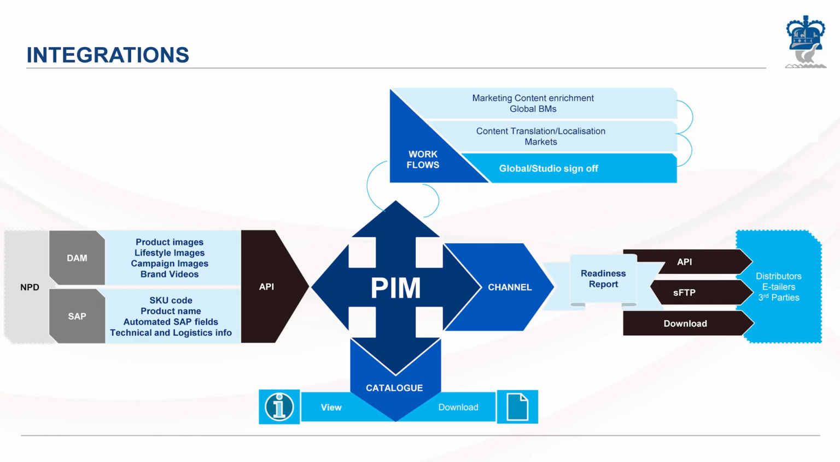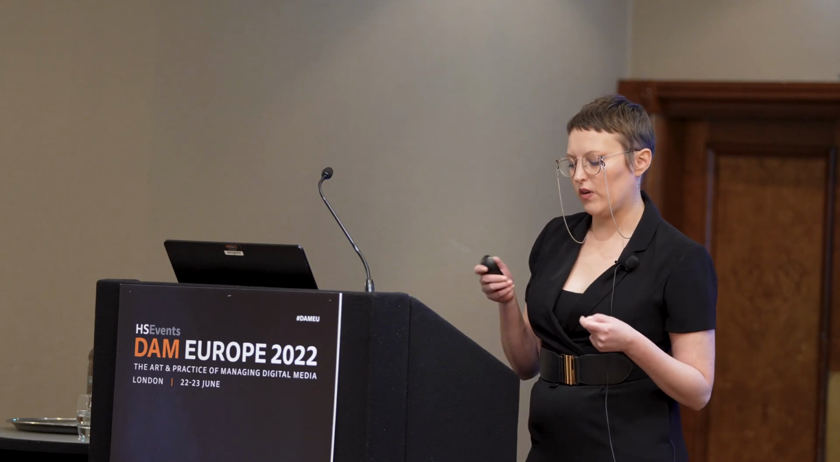And what we found is that in the past, markets would liaise with distributors or the e-tailers and work in Excel sheets to fill out all of this data every time they wanted to list or delist products. And then they would have to also send them links to the DAM imagery separately.